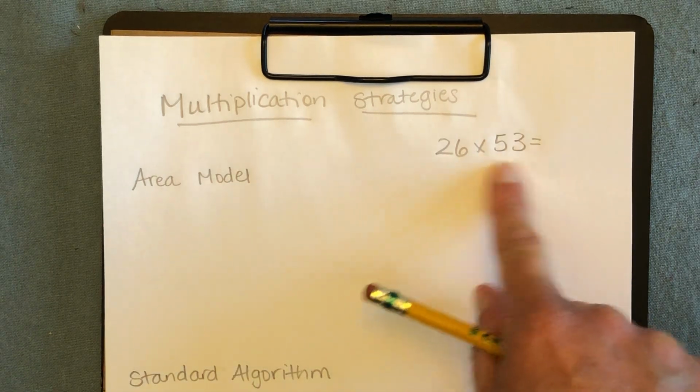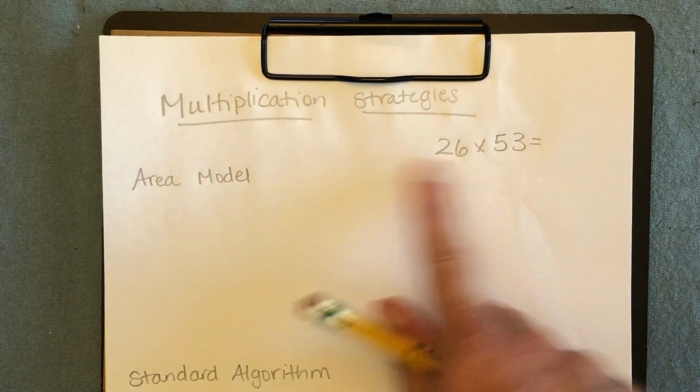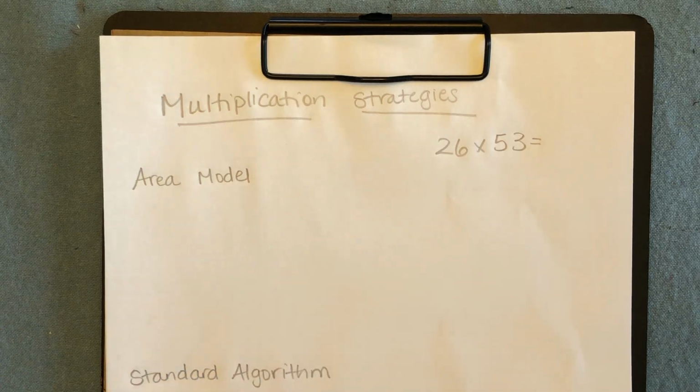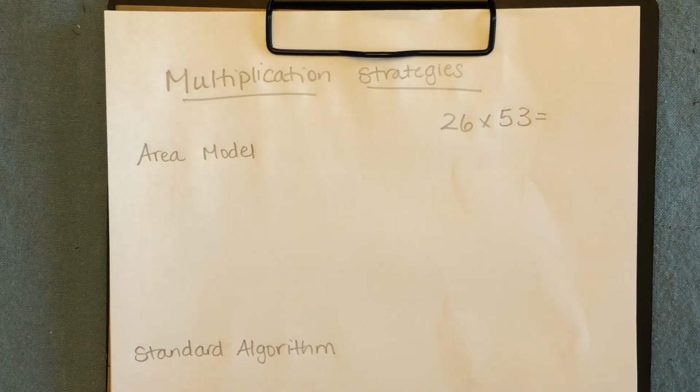And so I'm going to be modeling a 2 digit by 2 digit problem using the area model and the standard algorithm. And then I'm also going to touch on a single digit by a 3 digit number using the standard algorithm. The kids are really well familiar with this one. But the area model, they may have a little bit of trouble remembering. So we're going to go back over that.